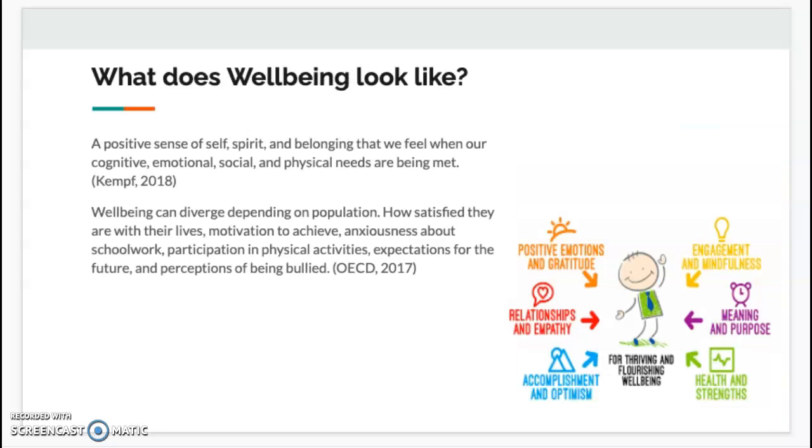What does well-being look like? A positive sense of self, spirit, and belonging that we feel when our cognitive, emotional, social, and physical needs are being met. Well-being can diverge depending on population, how satisfied they are with their lives, motivation to achieve, anxiousness about schoolwork, participation in physical activities, expectations for the future, and perceptions of being bullied.